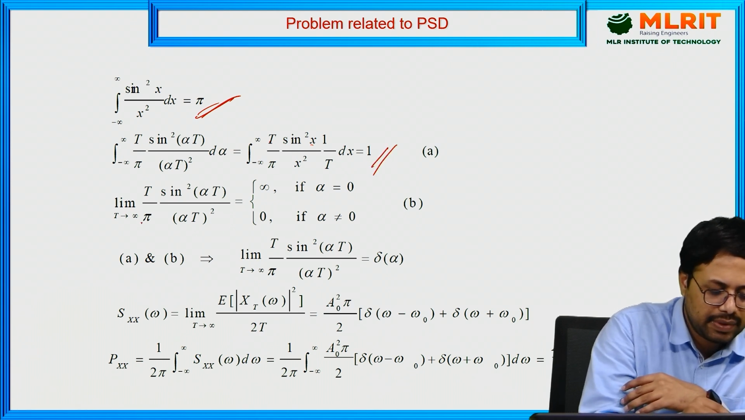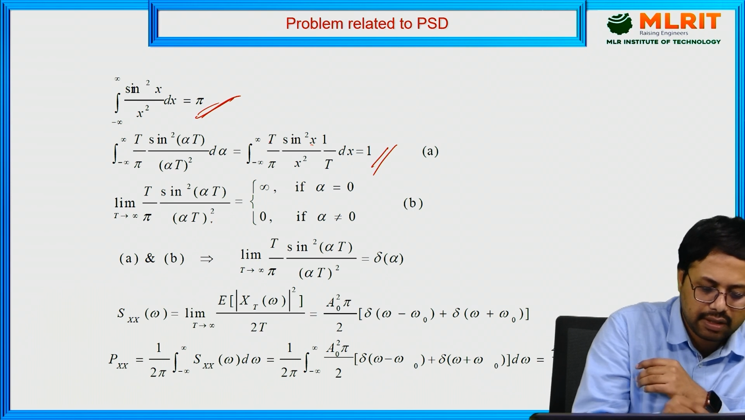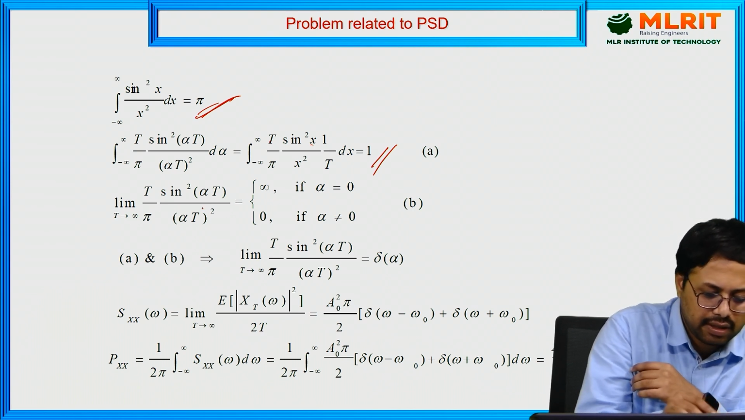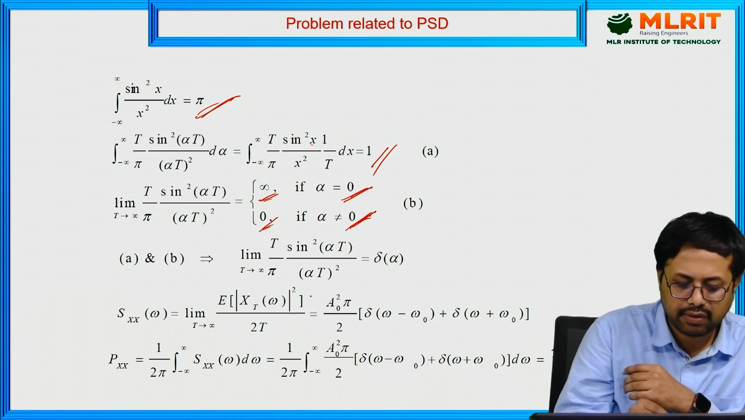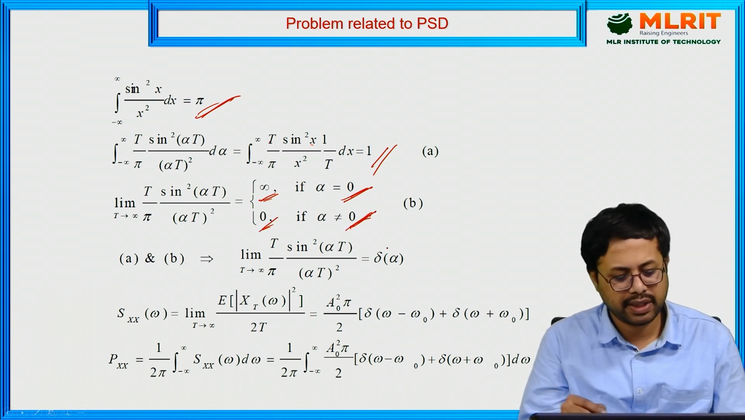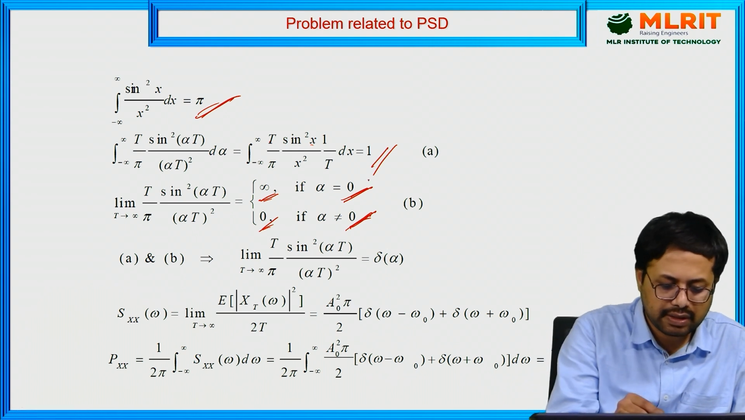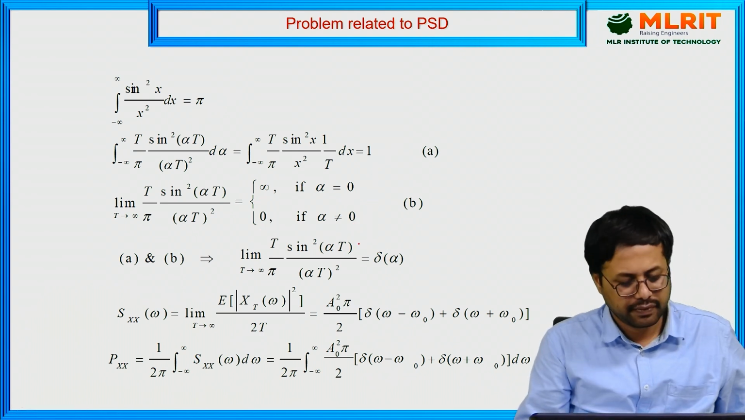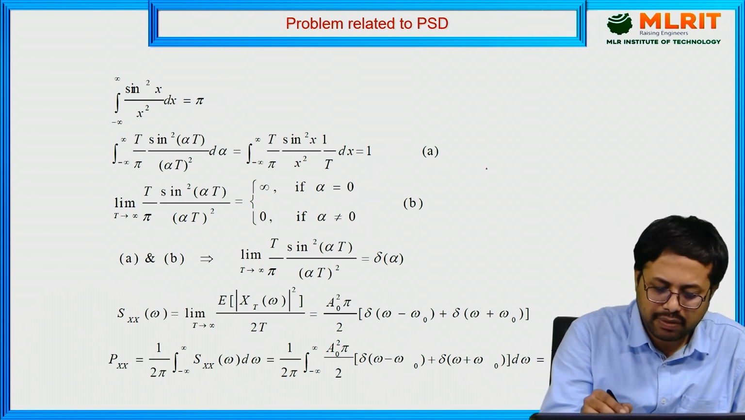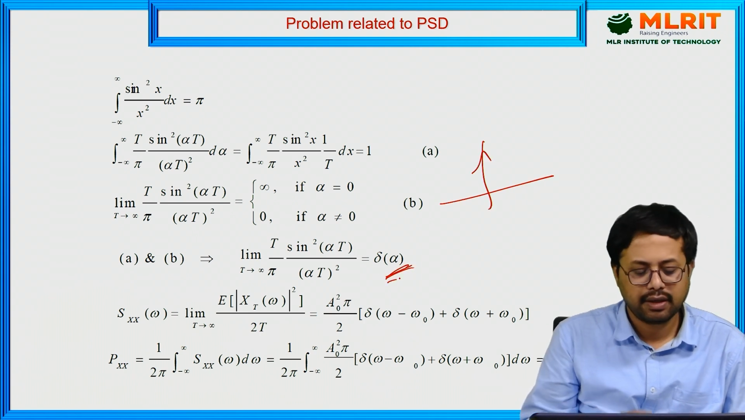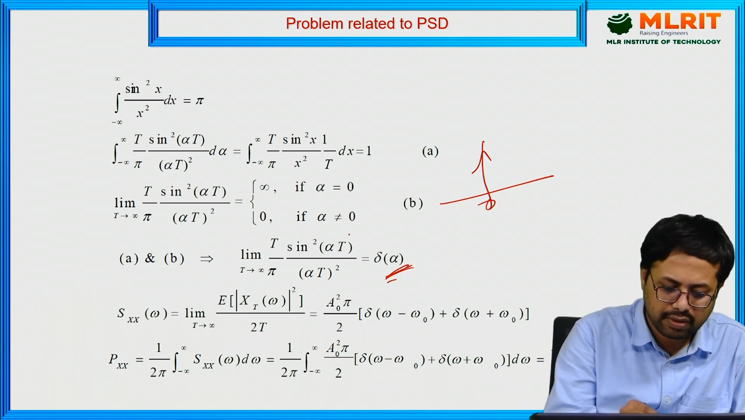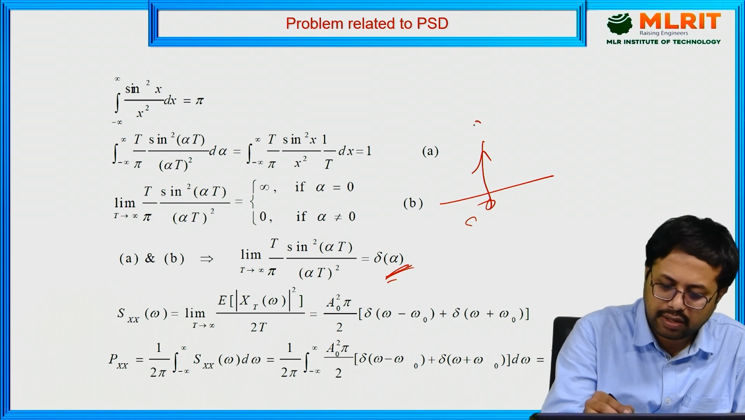Then apply the limit t tends to infinity for this. What is the resultant you are going to get? It is equal to infinity if alpha equals 0, and it is 0 if alpha is not equal to 0. Consider these two statements; this is a property of impulse. This is a property of impulse.